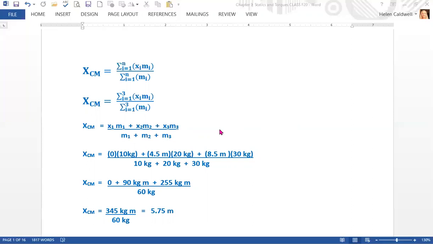So 0 times 10 kilograms plus 4.5 meters times 20 kilograms plus 8.5 meters times 30 kilograms divided by 10 kilograms plus 20 kilograms plus 30 kilograms. All right, so 0 times 10 is 0. 4.5 times 20 gives you 90 kilogram meters. I don't know why we don't write it meters, kilograms, but we never do. 8.5 meters times 30 kilograms is 255 kilogram meters. And 10 kilograms plus 20 kilograms plus 30 kilograms gives you 60 kilograms.